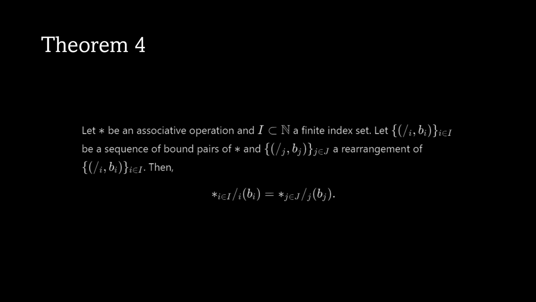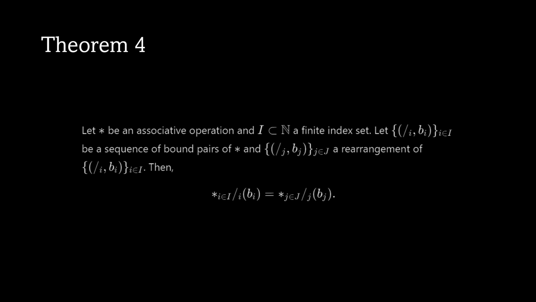This theorem is going to reveal the fact that rearranging these bound pairs has no impact on the final result. So let star be an associative operation and I, a subset of the natural numbers, be an index set. Don't worry too much about this index set, it's not too important, it just allows us to iterate over all the possibilities. Then let's construct a finite sequence of bound pairs of star, with this notation where we're considering all pairs slash sub i and b sub i, where i goes over this index set.